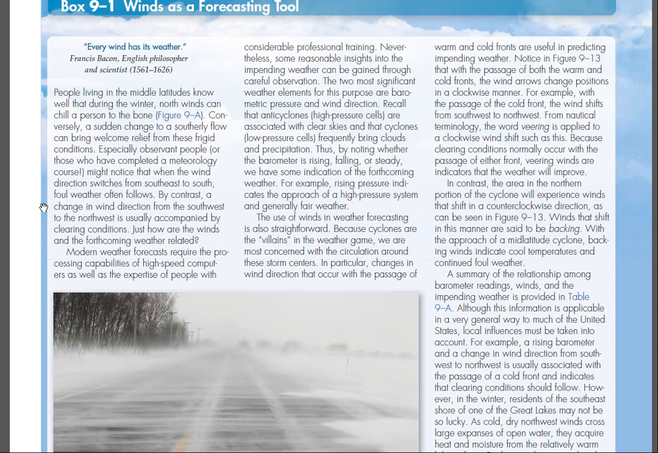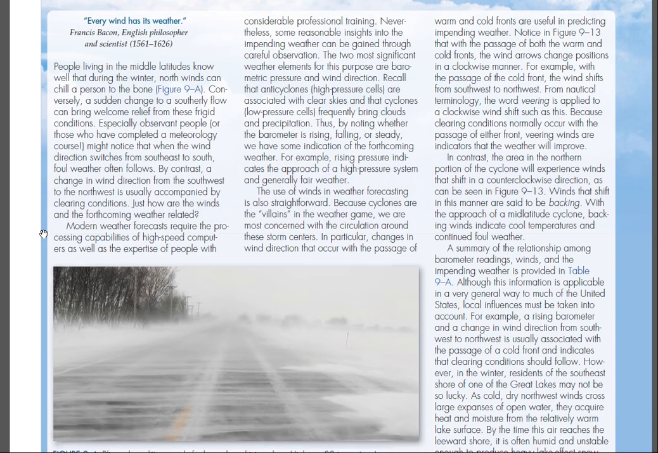Just how are the winds and the forthcoming weather related? Modern weather forecasts require the processing capabilities of high-speed computers as well as the expertise of people with considerable professional training. Nevertheless, some reasonable insights into the impending weather can be gained through careful observation. The two most significant weather elements for this purpose are barometric pressure and wind direction.